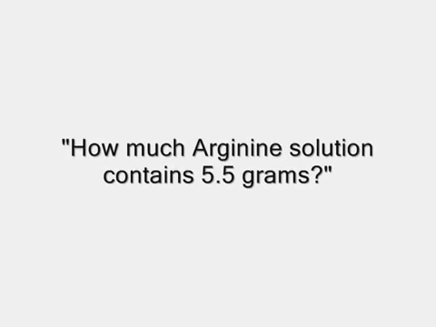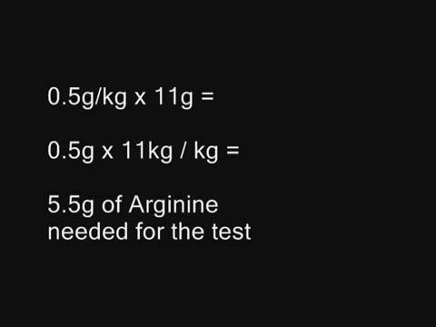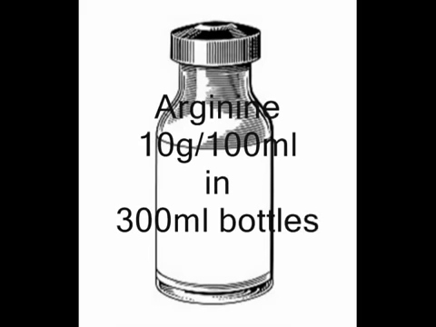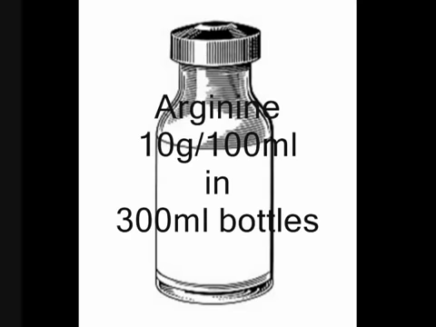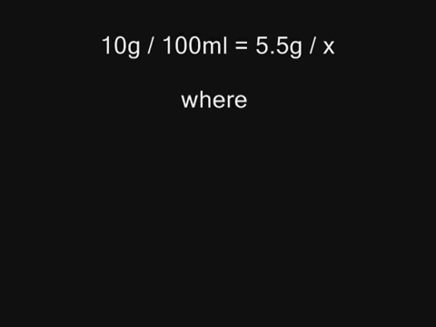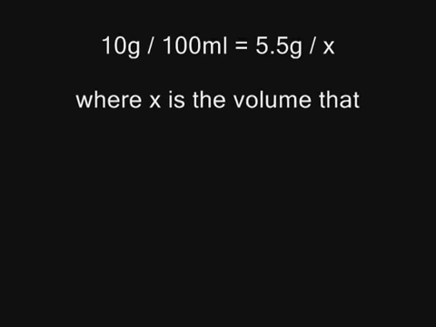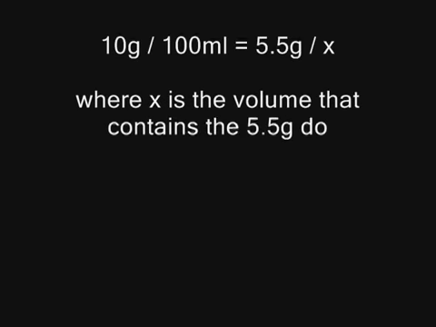Now we need to answer the question, how much arginine solution contains 5.5 grams? The problem above states that arginine injection is supplied in a solution that contains arginine 10 grams per 100 milliliters in 300 milliliter bottles. Right away we see that 100 milliliters of solution contains 10 grams, which is more than the required dose, so much less than one bottle is needed for the test. To determine the exact volume needed, set up a proportion equation. 10 grams per 100 milliliters equals 5.5 grams over X, where X is the volume that contains the 5.5 gram dose.